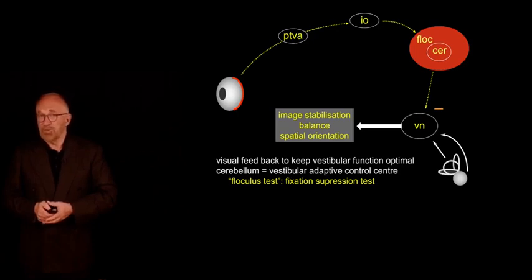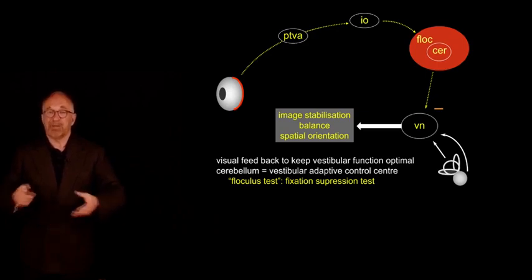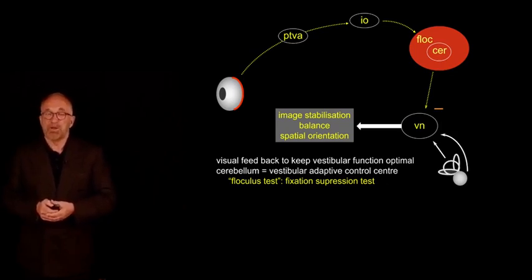Okay, now we move to the influence of the cerebellum. Information from the inferior vestibular nuclei go to the cerebellum. And this is used as an adaptive control center. It receives, for example, visual information from the parietal temporal visual area, the inferior olive, via the flocculus, and then via the Purkinje fibers, so inhibitive fibers, controlling the activity on the level of the vestibular nucleus.